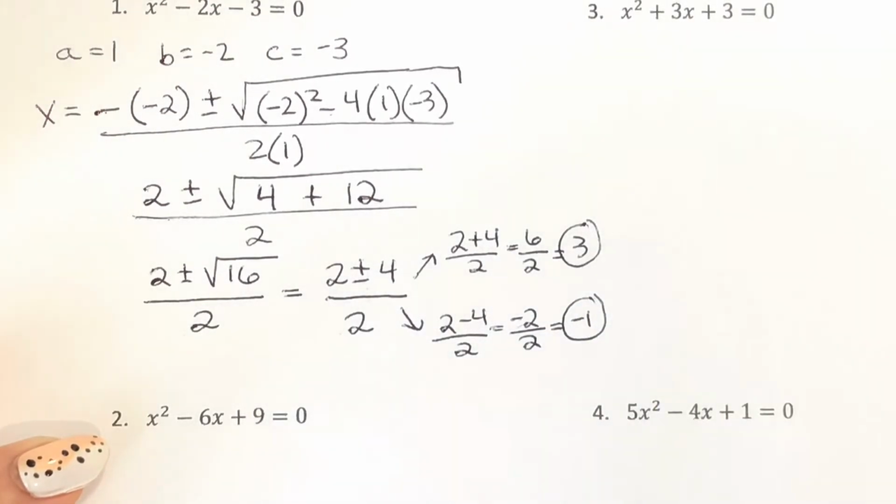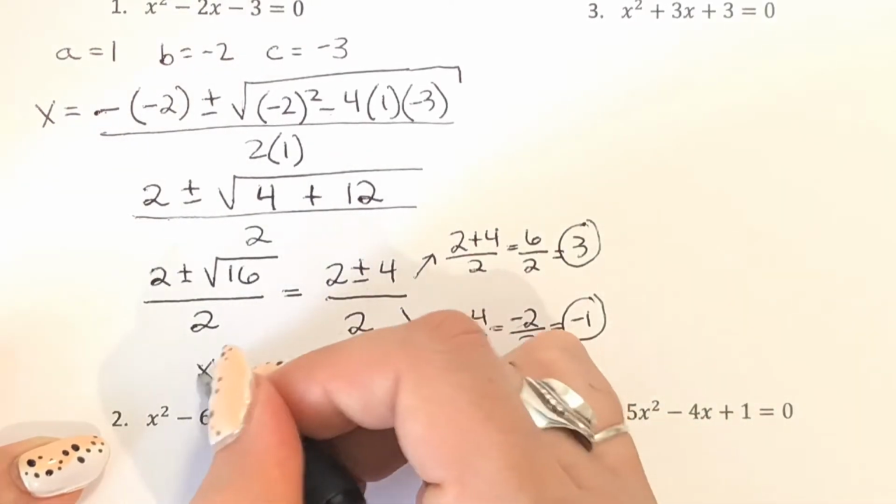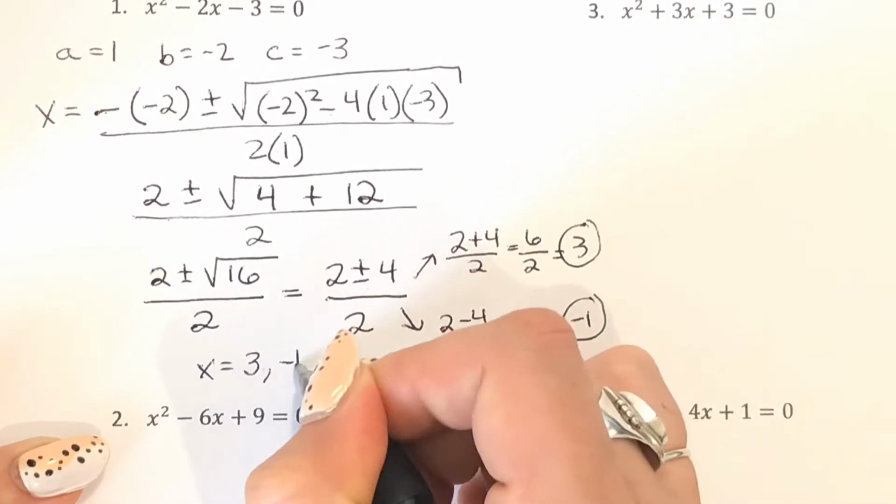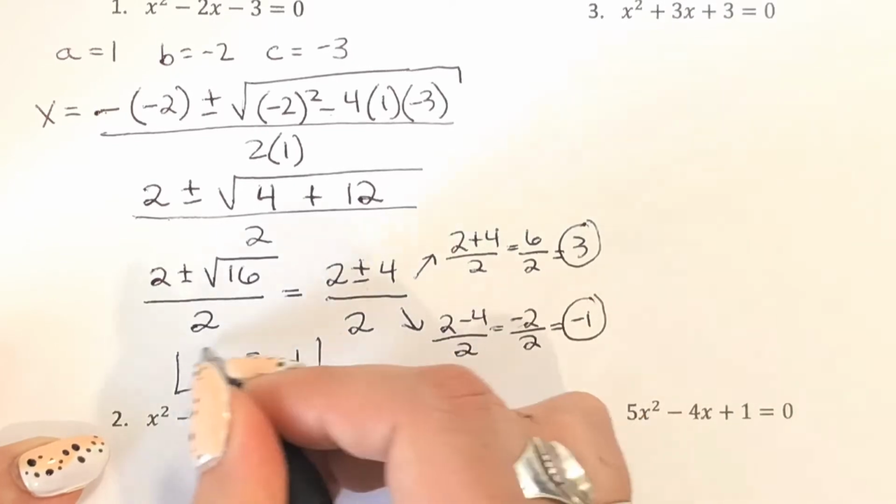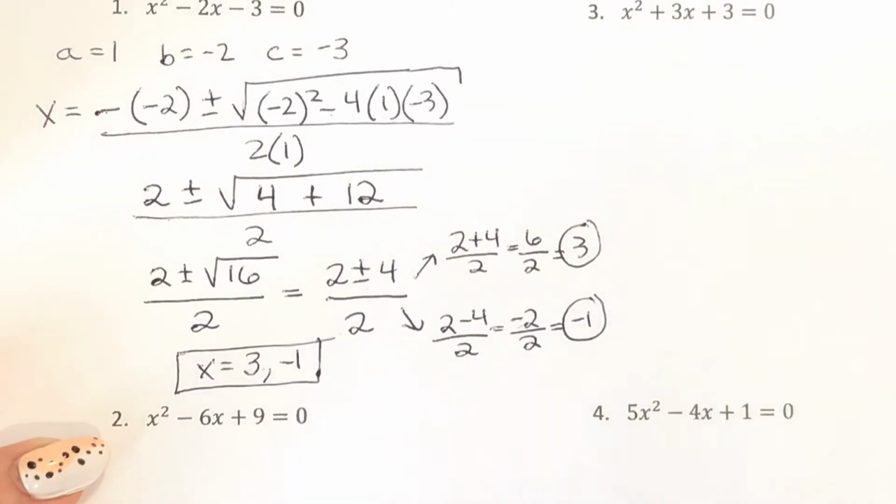So those are our two answers. So we would say that x is equal to 3 and -1. I'll just put a comma in between them to separate. So hopefully that was a good refresher.